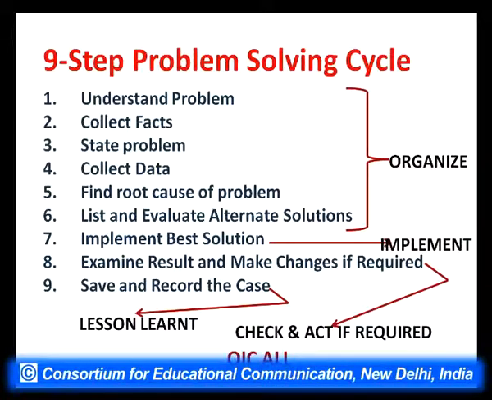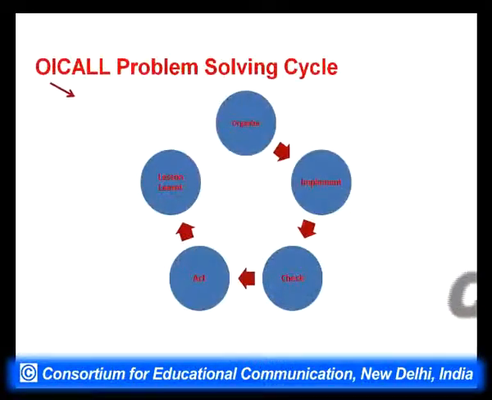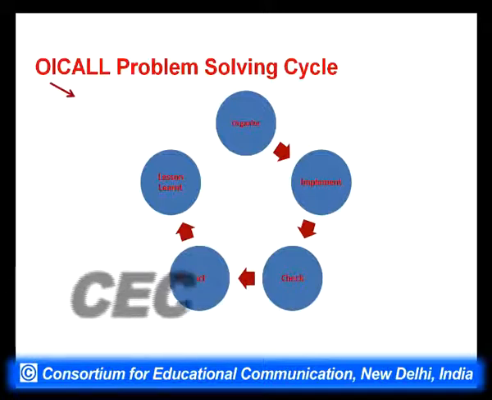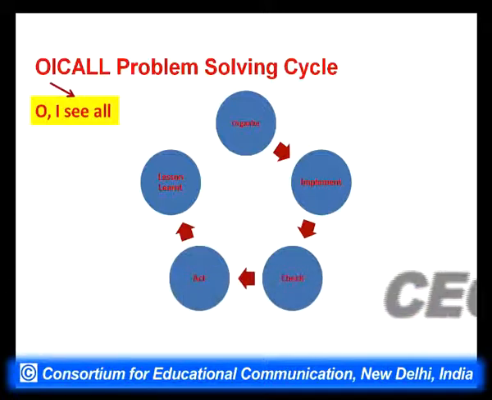And now, this is OIC all: organize, implement, check, act, lesson learned. A stands for act, L for lesson learned. OIC all is the fresh cycle which I have named for solving a problem. OIC all, problem solving cycle. Organize, go to the implementation stage, go to the checking stage, go to action, and finally go to the lesson learned. This is the 5-step cycle for solving the problem, and this cycle is called OIC all.